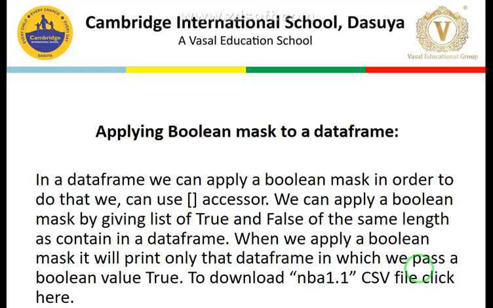We can apply the boolean mask by giving a list of true and false values of the same length as contained in a data frame. So there should be a match between the index values in the form of true and false and the corresponding values in the data frame. I told you earlier a number of times that there should be a match between the index value and the data frame values, otherwise it will give us an error.